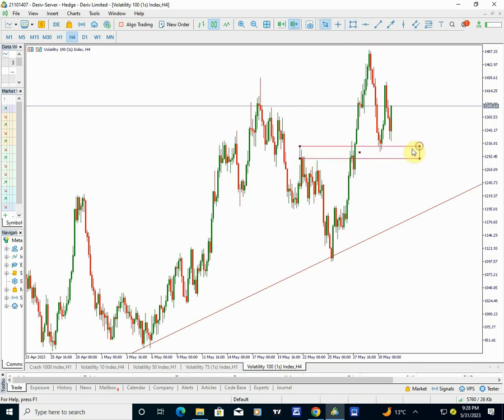Why? Because this is a support here, this is a resistance here, and a resistance here, and a support here too. But this would be my buy.